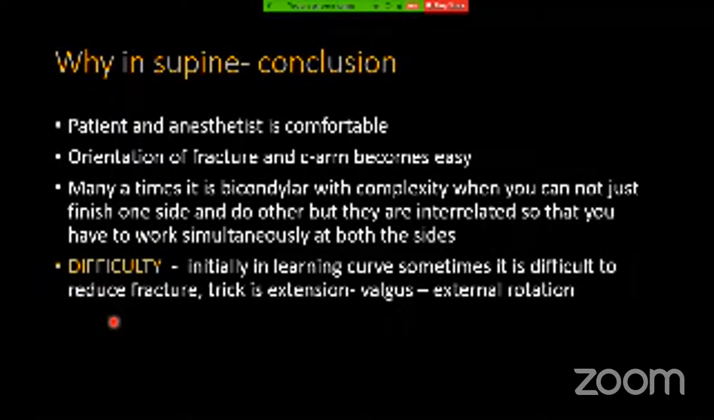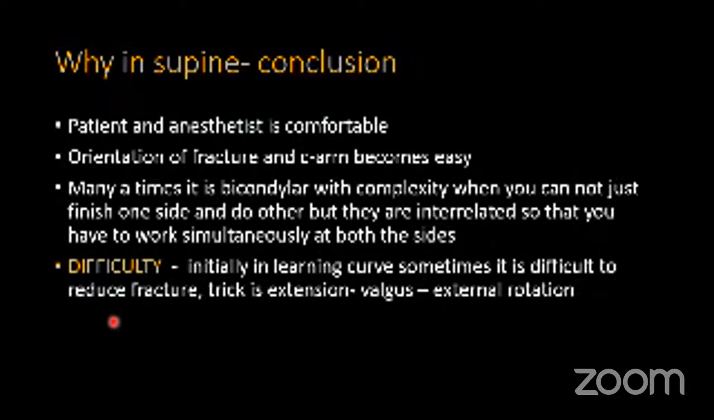Initially, sometimes it is difficult to reduce the fracture. The trick is you have to do extension of the knee. You have to apply valgus to the knee by keeping a small bump under the knee on the lateral aspect, and do external rotation. In that view, you will be able to reduce your apex as well as the joint. Then you clamp it tight with the pointed clamp, put a temporary K-wire through the fracture, and then you can release it, go back into flexion, and put your plate.